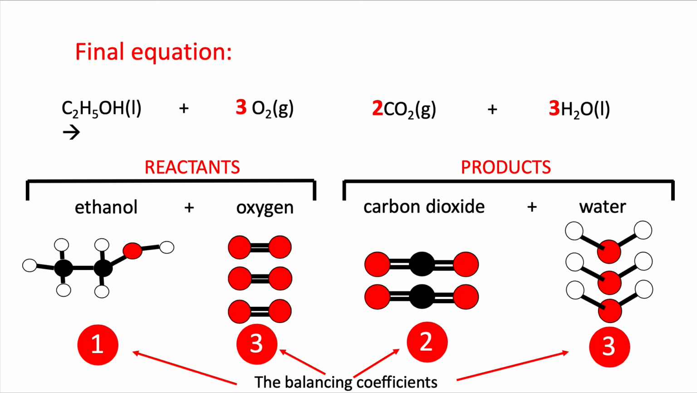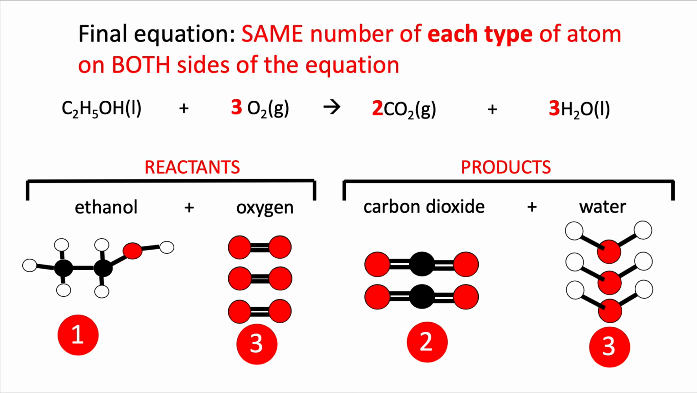And those numbers, how many of each type of molecule you've got, become the balancing coefficients in the chemical equation with the formulas above. So 1 ethanol molecule with 3 oxygen molecules gives me 2 carbon dioxide molecules and 3 water molecules. Now, what we've actually got now is the same number of each type of atom on both sides of the equation.